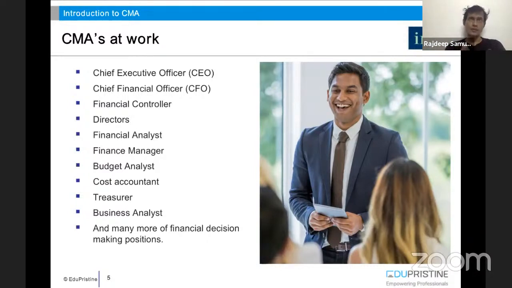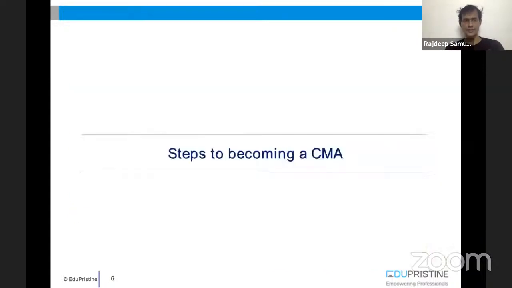Now, what are the work opportunities that you have available? CEO, CFO, controllers. Remember, it's more of a financial degree. So you can be a financial controller, director, analyst, manager, budget analyst. You can prepare budgets, be a cost accountant. You're aware of the Indian cost accounting degree, right? This CMA US is very similar to it, but focusing more on the cost accountancy side of things, treasurer, business analyst, and so on. So these are the jobs that you would be most able to get in the workplace.